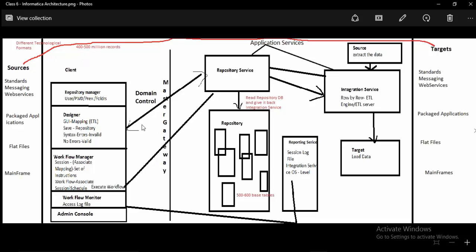So what is meant by a node? A node is a logical division of your memory. That means this Informatica operates on a particular domain, and under the domain you will have different nodes. A node is nothing but a logical division of your memory.